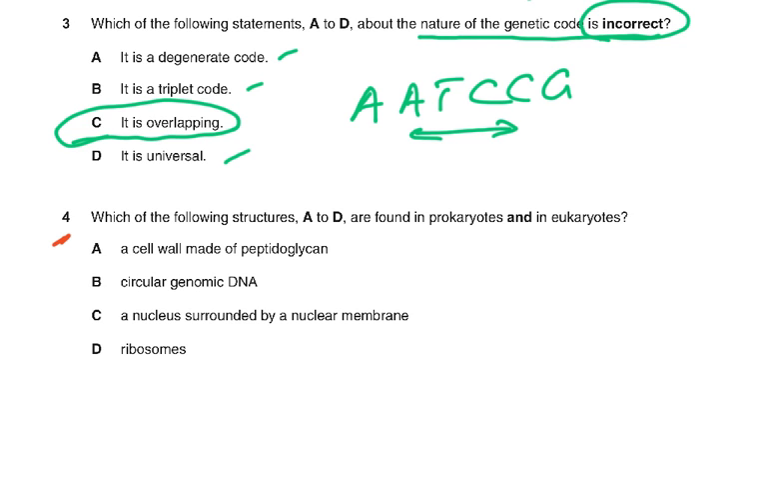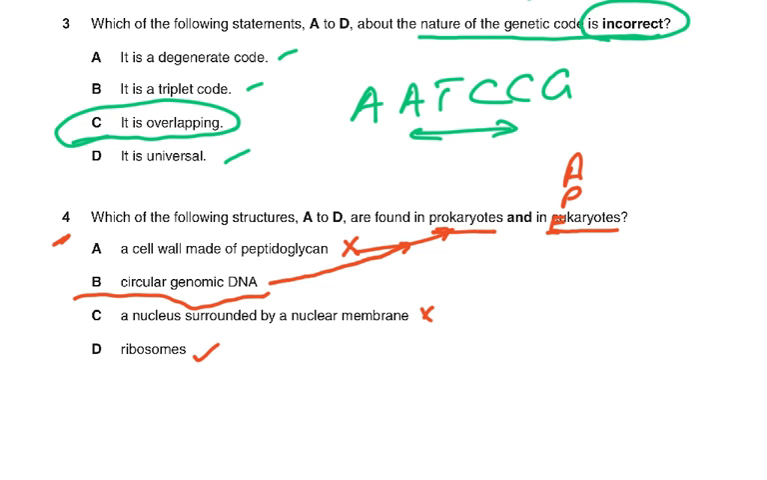Now coming to question number 4, which of the following structures are found in prokaryotes, which are bacteria, and in eukaryotes? Eukaryotes are animal cells and plant cells, and fungal cells. A wall made of peptidoglycan is only found in prokaryotes. Circular genomic DNA is found in bacteria. A nucleus surrounded by a nuclear membrane is not found in bacteria. So the only answer left is ribosomes.